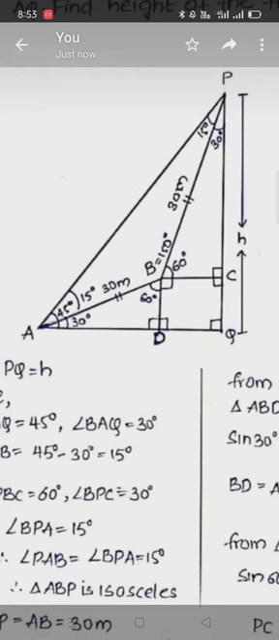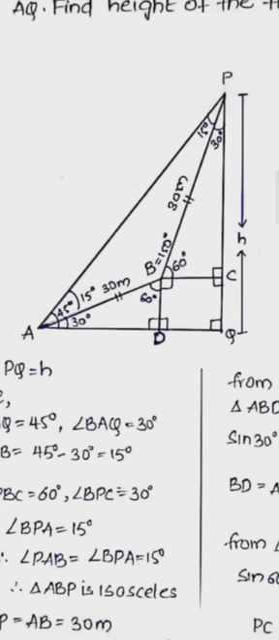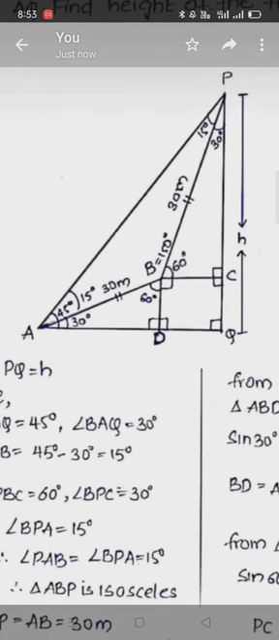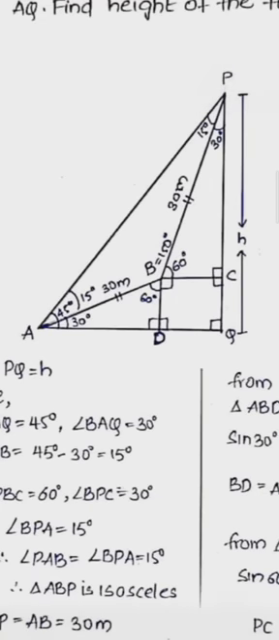Here also the same, BCQD is a rectangle, so this angle must be 90 degrees. The angle of elevation from point B to point P is 60 degrees, as given. So around B we have 60 degrees, 90 degrees, 60 degrees.